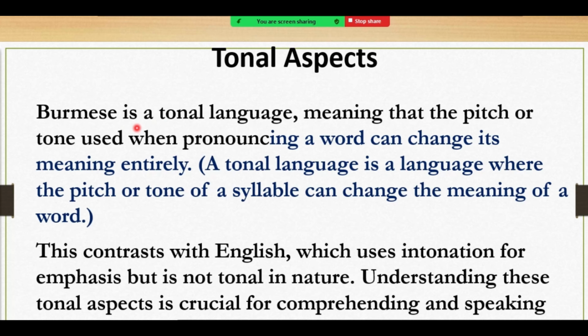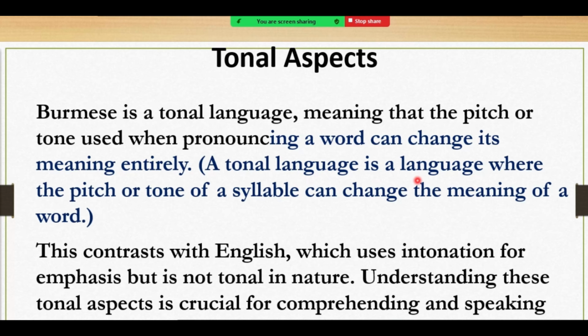So another thing we need to know is this one, tonal aspects of our language. Burmese is a tonal language, meaning that the pitch or tone used when pronouncing a word can change its meaning entirely. We can use the stress in our language. If we use the stress, or if we change the sound, or if you make the sound longer, it has another meaning.